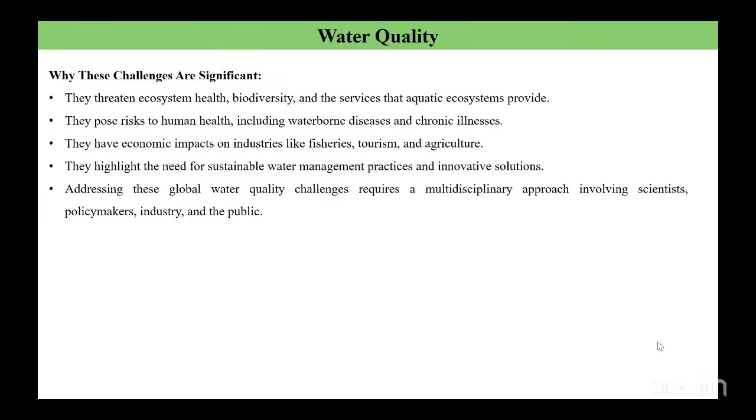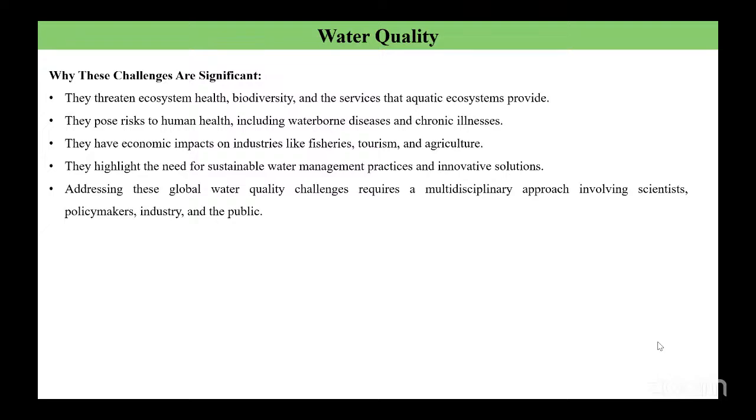So, why are these challenges more significant? Though it is nutrient pollution, heavy metals, emerging pollutants, climate change, why are all these challenges more significant in affecting water quality? They threaten ecosystem health, biodiversity, and the services that aquatic ecosystems provide. They pose severe risk to human health, including waterborne diseases and chronic illness, sometimes even leading to death as well.